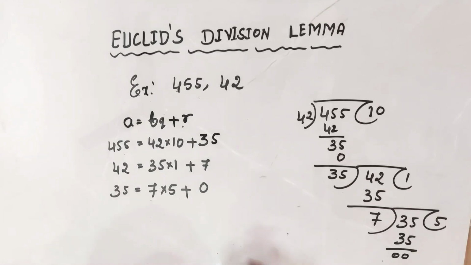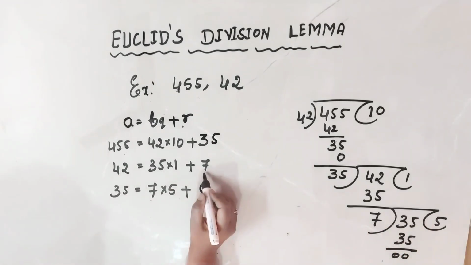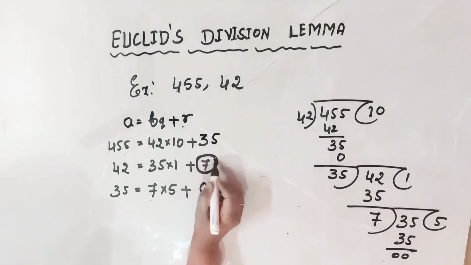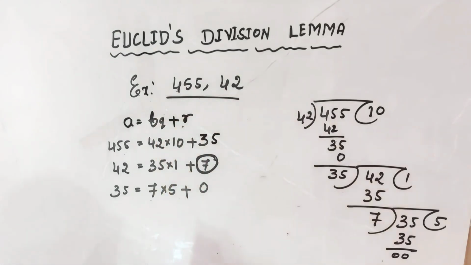Okay. So one more benefit of this division lemma is that till the remainder is 0 we continue the division. When we divide 35 by 7 we got 0, so 7 is the HCF of both 455 and 42. This method is helpful to find the HCF of two given positive numbers also. Okay, I hope you understood what Euclid's division algorithm is.